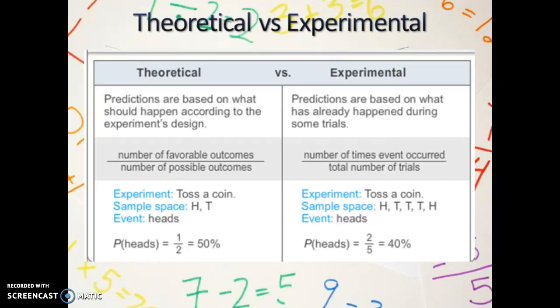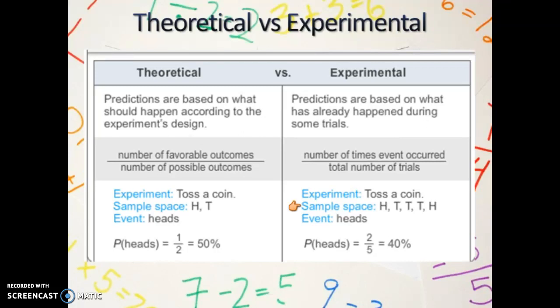Experimental is based on your trials. So it's the number of times an event occurred over the total number of trials. Still tossing a coin, we can only get heads or tails, but let's say that we did 5 trials, and this was our result. Here, our probability of getting heads is actually only 40% because we only got it 2 out of 5 times.